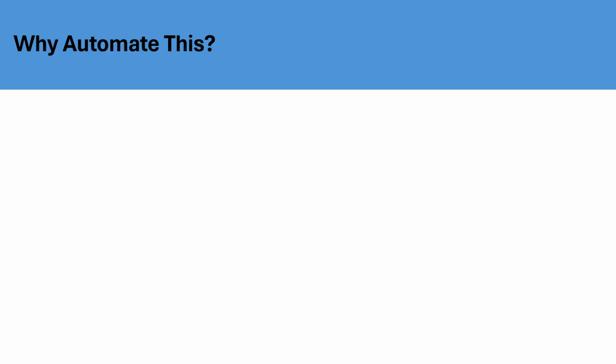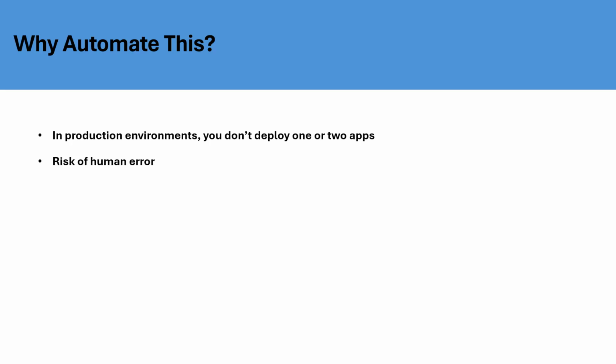So here's the real problem. In a production environment, you don't deploy one or two applications. You deploy dozens. Every manual deployment introduces the risk of human error. Maybe you forgot a namespace, mismatched a certificate, or applied resources out of order.